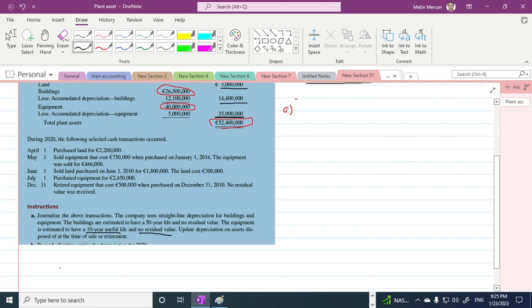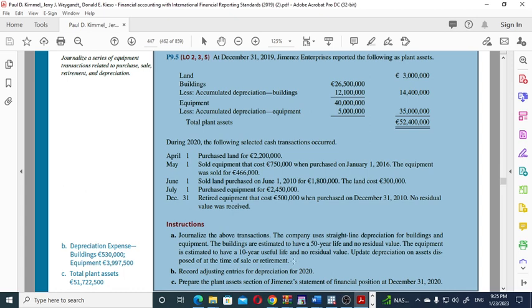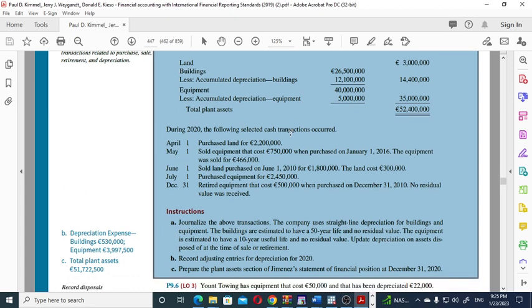Some part of the chapter question does not appear here because I couldn't copy it. Several times I tried, but I couldn't copy it. So record adjustment entries for depreciation for 2020, and C, prepare the plant asset section of the company's financial position at the end of the year 2020. That's the question.